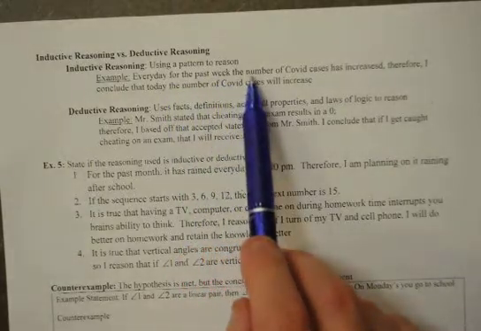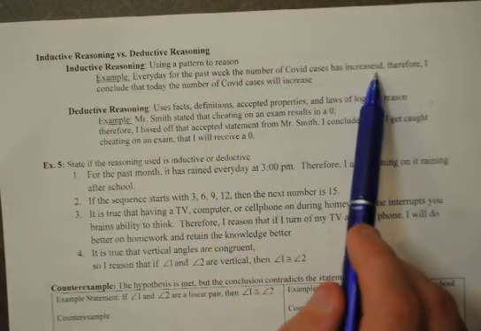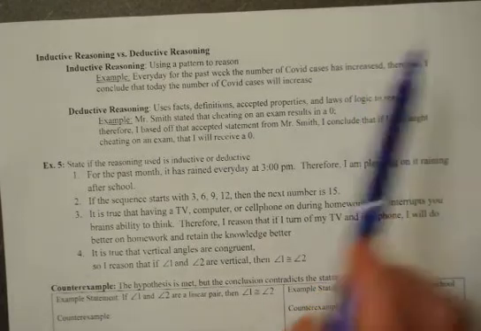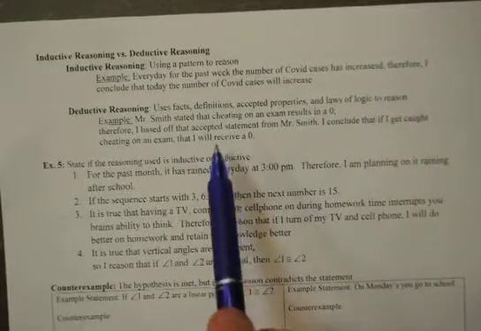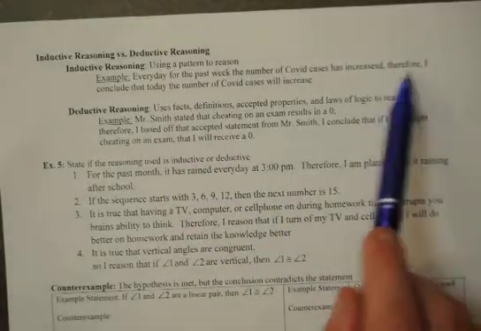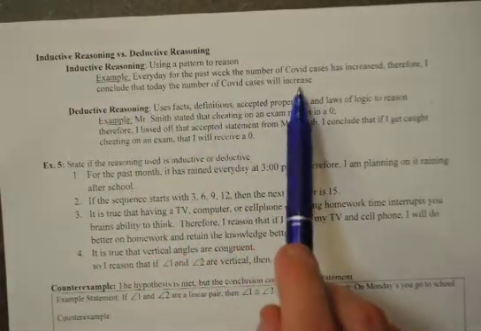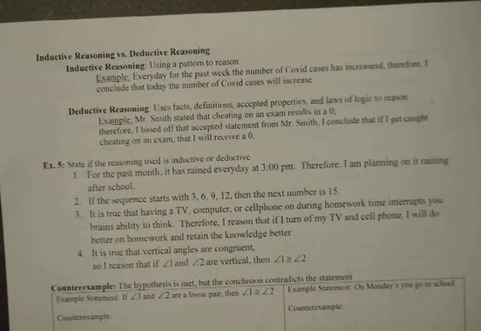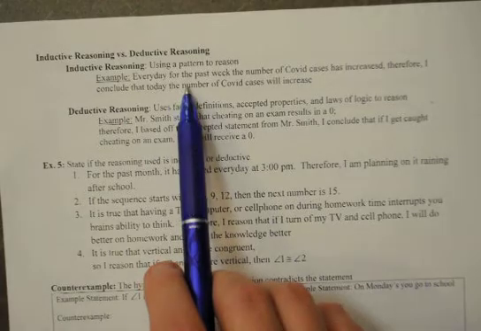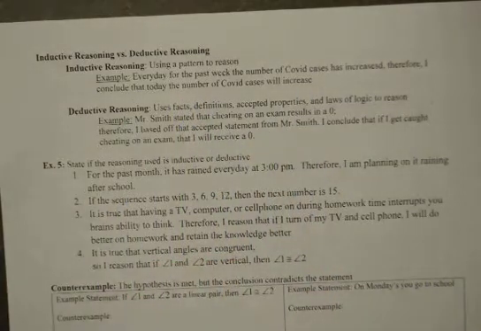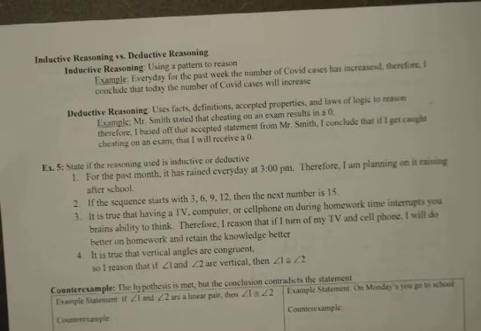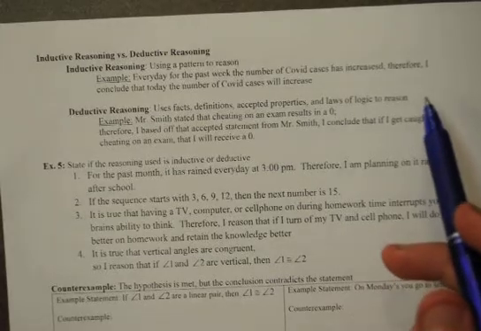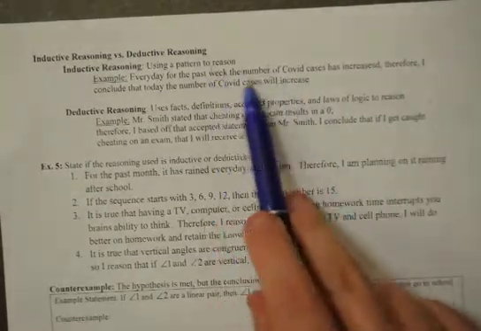Example, every day for the past week, the number of COVID cases has increased. So, based off of that pattern, my conclusion is that today the number of COVID cases will increase, and tomorrow the number of COVID cases will increase. You see the problem here? Can we use the past to predict the future? Can we? Is that always okay to do that? In what sense? To what extent is it okay to do that? Because eventually the number of COVID cases are going to go down, and our pattern will not work for our reasoning.